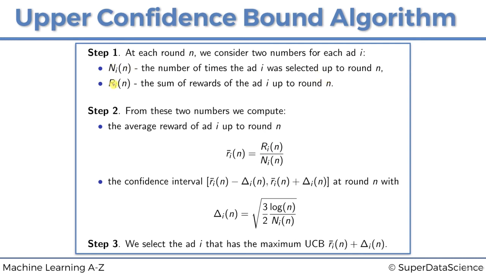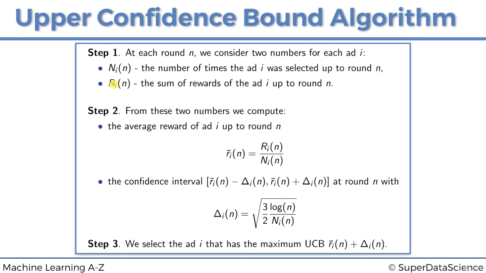So this first one, N_i(n), you can call it numbers of selections, and you have to, of course, initialize it as a list of 10 elements only containing zeros, and I will show you a trick to do that easily. And for this second variable, R_i(n), you can call it sums of rewards, and same, you have to initialize it as a list of 10 elements, initialized with 10 zeros, and we will populate these two lists over the rounds, okay?